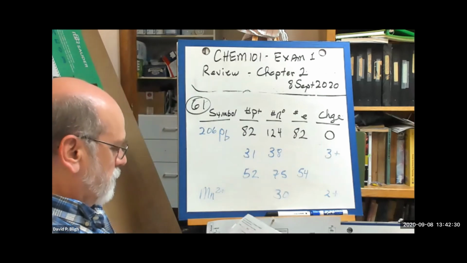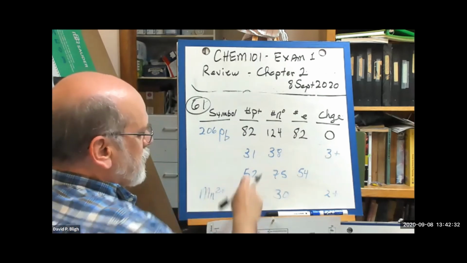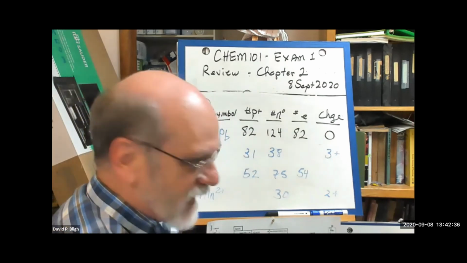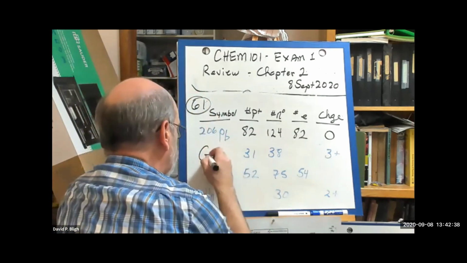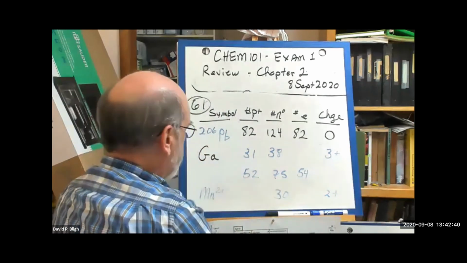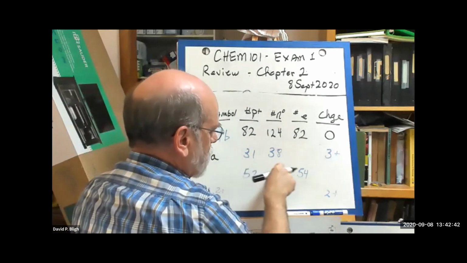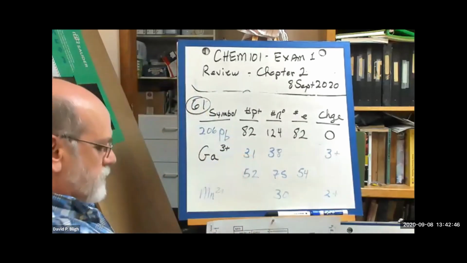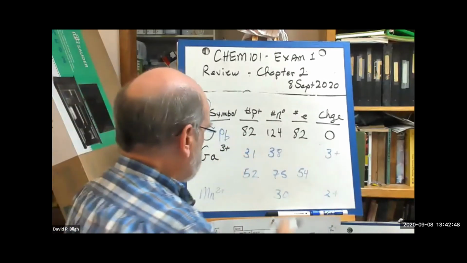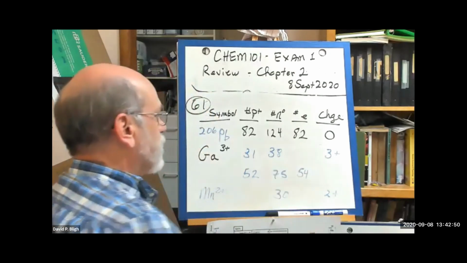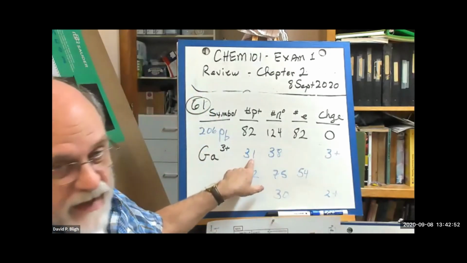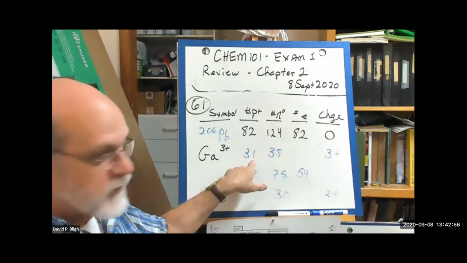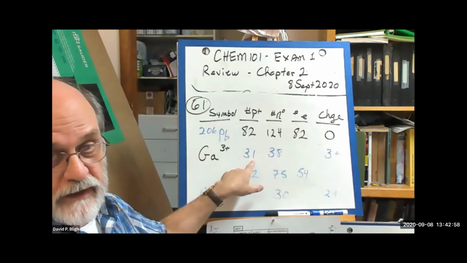The next one, what's the symbol? 31 protons. Gallium. Okay. Charge, 3 plus. Okay, how many electrons? We've got a deficiency of 3 electrons to give us a 3 plus. So that means 3 from 31 is 28.